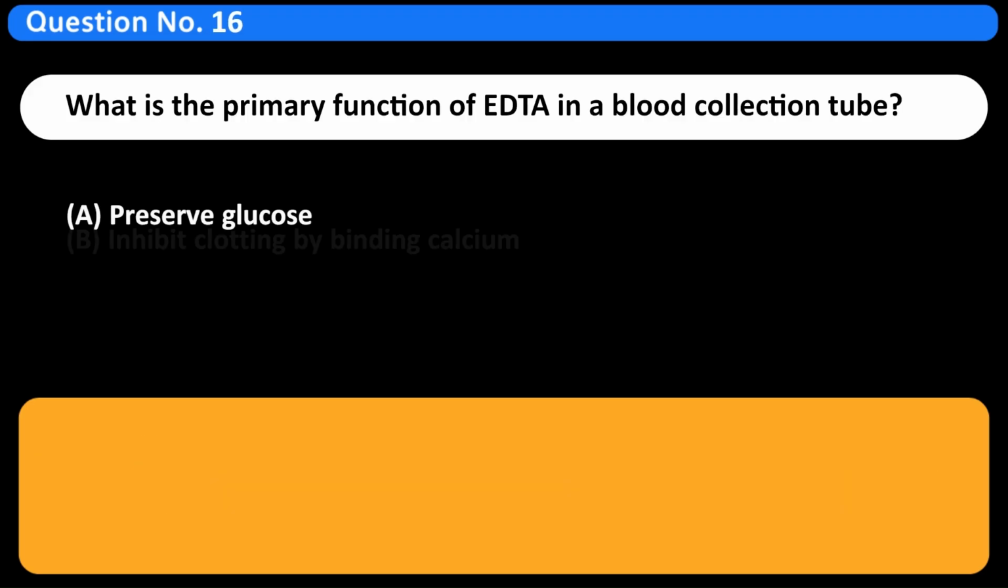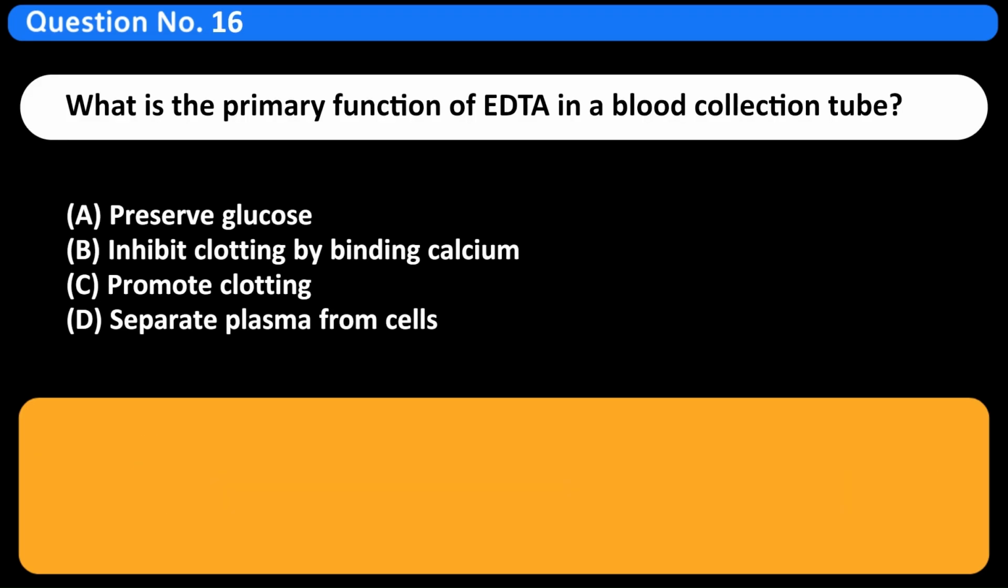What is the primary function of EDTA in a blood collection tube? A. Preserve glucose. B. Inhibit clotting by binding calcium. C. Promote clotting. D. Separate plasma from cells.